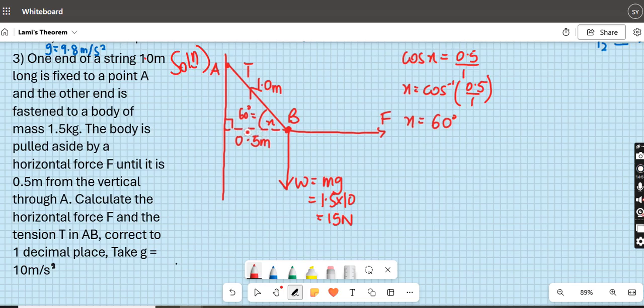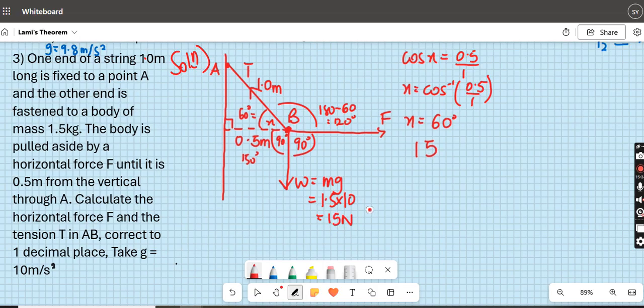So if X is 60 degrees, and then these are angles on a straight line, angle ABF should be 180 minus 60, which is 120. Now we can tell that the angle between W and F is 90 degrees because F is a horizontal force. W is the weight. Good. So we can compute the angles between the forces. Angle between W and F is 90. Angle between T and F is 120. And then the angle between T and W is 60 plus 90, which is 150 degrees. So let's apply Lami's theorem.